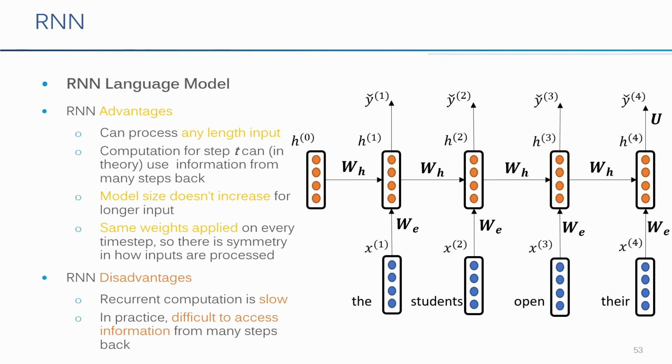Some disadvantages for that. Recurrent computation is slow, simply because you have to revisit one word at a time to make the new prediction. So there is no way for you to parallelize this with this architecture.